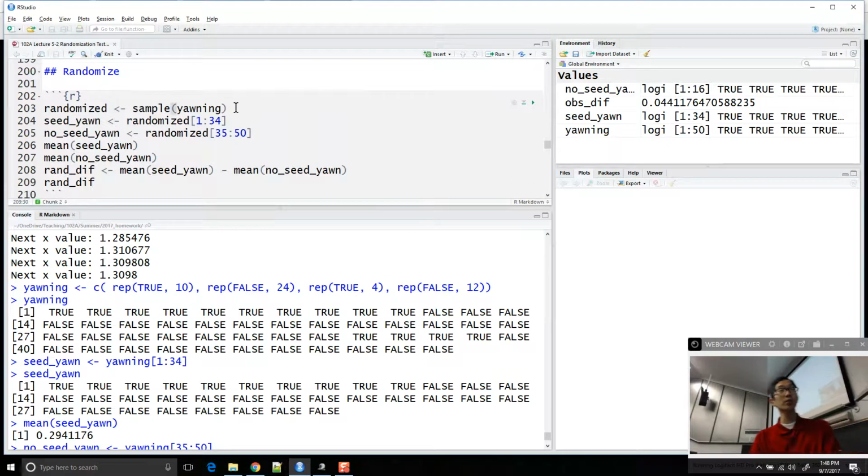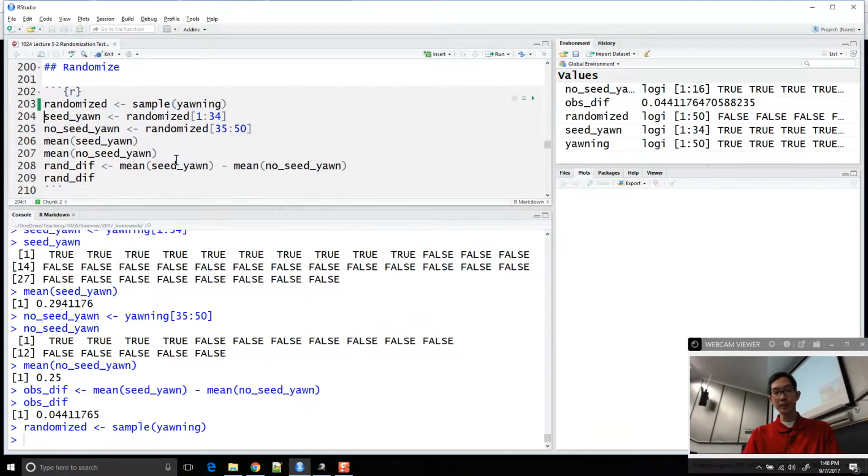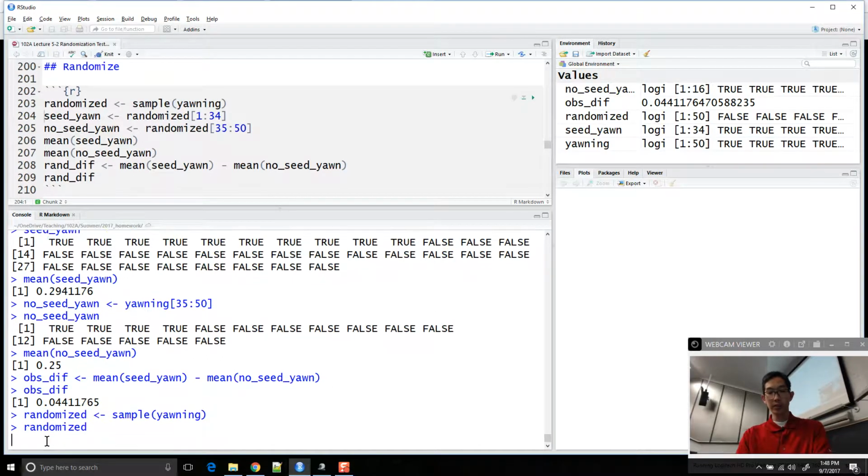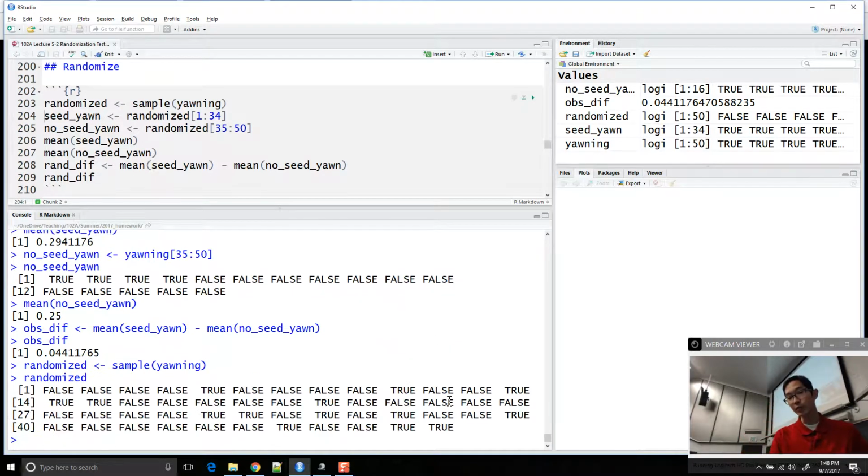To do the randomization test, I'm going to just say randomize. We're going to sample that vector of 50. Here we can see randomized: I just mixed up those 50 true-false values. This is what they look like mixed up. And I'm going to put the first 34 into the seed yawn group, or we can just call it group 1.